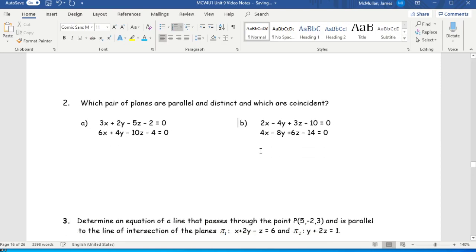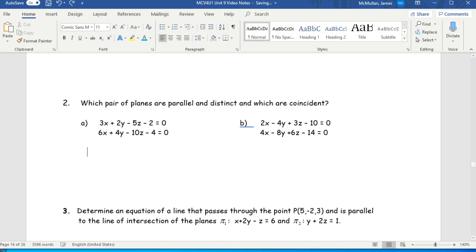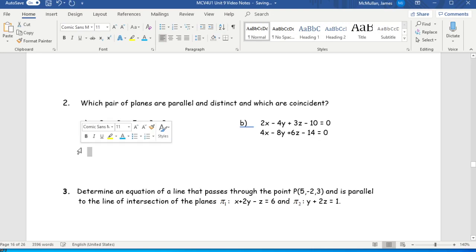Mercy. Let's do it as a table. What is with the margin on this document? Sorry, I shouldn't complain about this audibly.